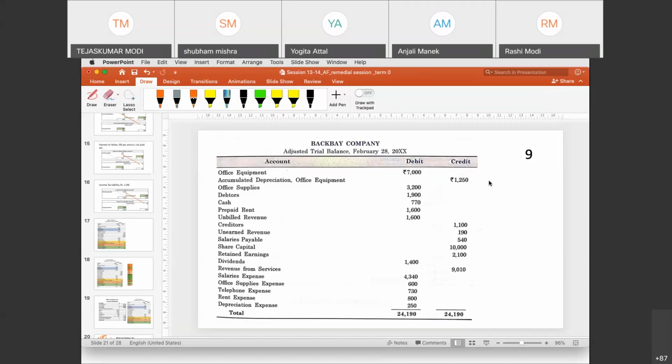Hemal is there. Himani or Hemali, I don't remember her name. Hemal?